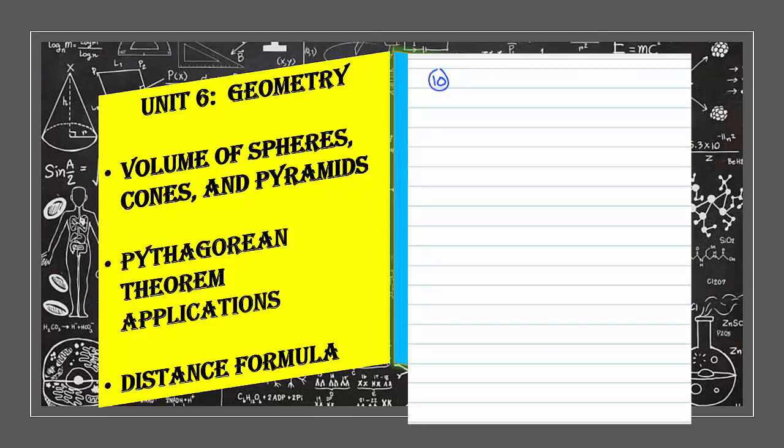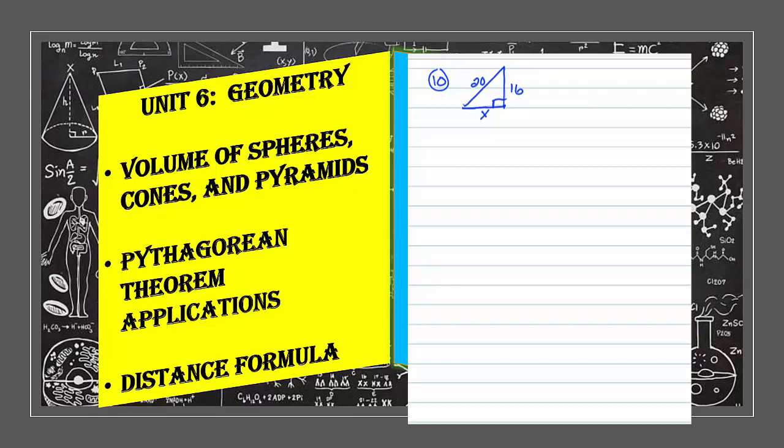Problem number 10. The top of a 20-foot ladder reaches a window ledge. The ledge is 16 feet above the ground. So my image might look something like this. I have a building with a window ledge and a 20-foot ladder that's leaning up against it. How far is the house from the foot of the ladder? So if I notice from the house to the foot of the ladder, that completes a right triangle. So we end up with 16 feet up, a 20-foot ladder, and an unknown value right down here.